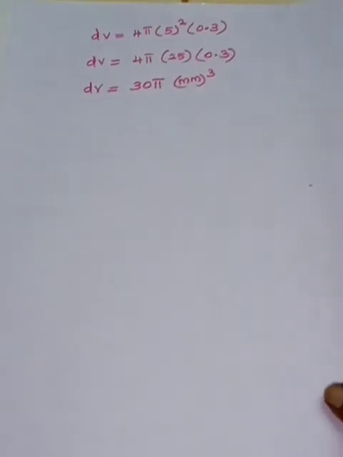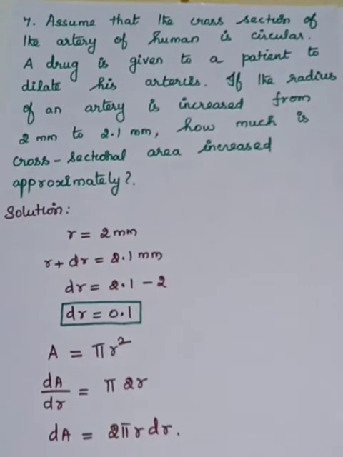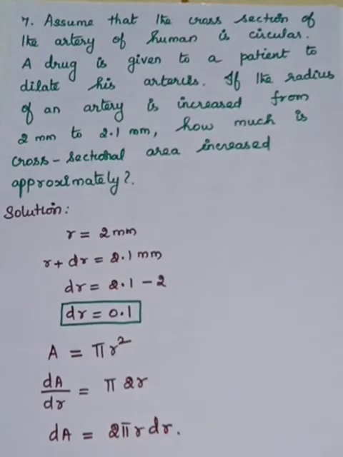So we'll go to the next problem, problem number 7. What is it? Assume that the cross section of the artery of a human is circular. A drug is given to a patient to dilate his arteries. If the radius of an artery is increased from 2 millimeter to 2.1 millimeter, how much is the cross-sectional area increased approximately?